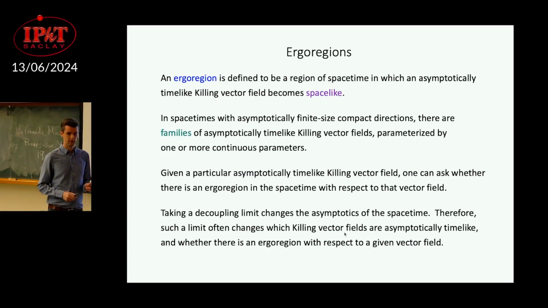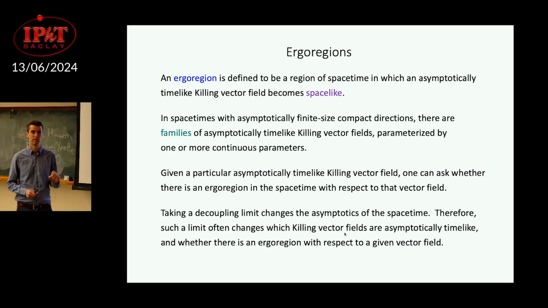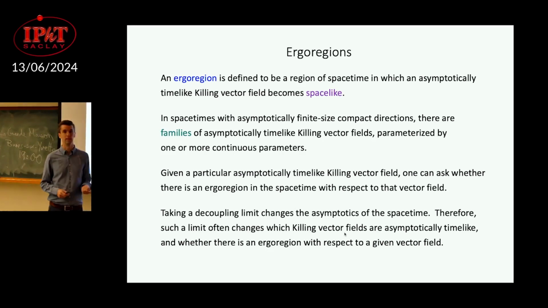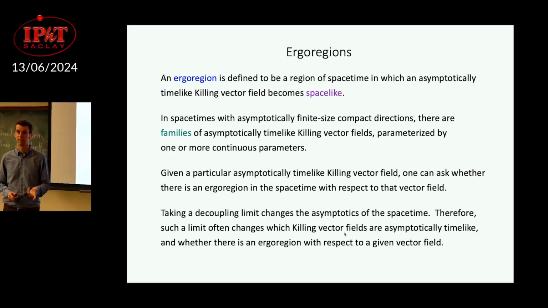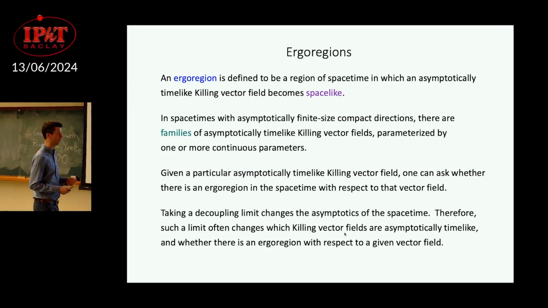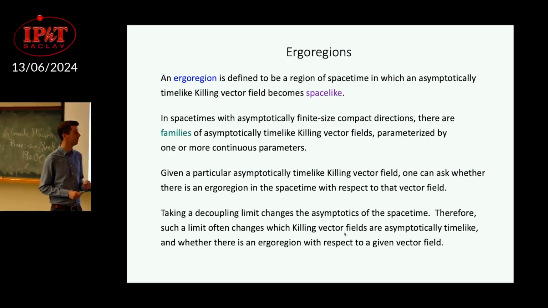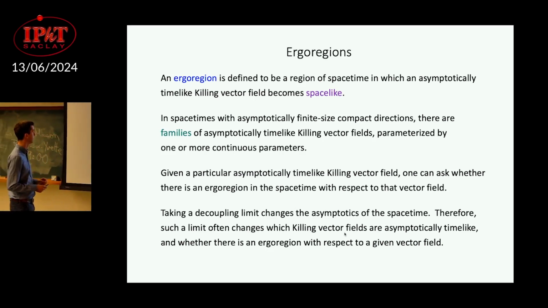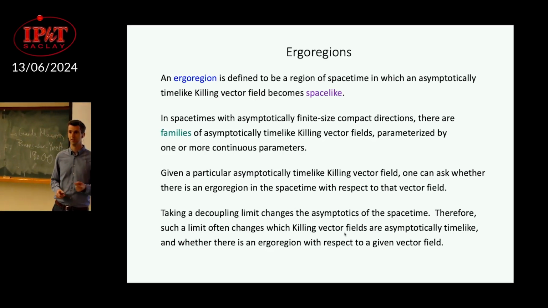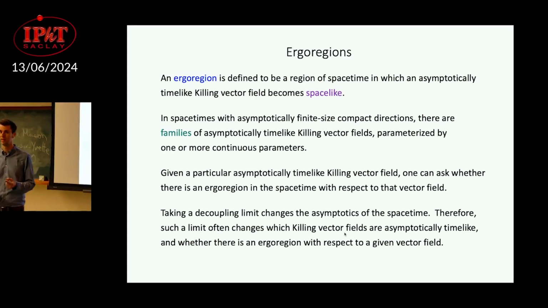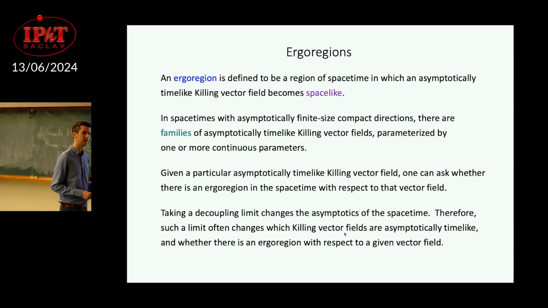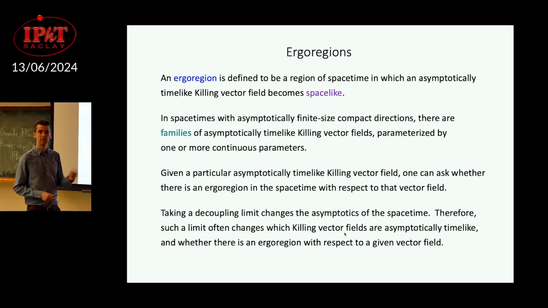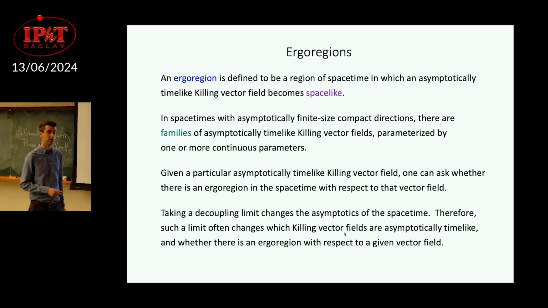Now, that's a simple definition, but if I have a space-time with an asymptotic Kaluza-Klein direction, so a finite-sized compact direction, that definition is not unique. If I have finite-sized compact directions at infinity, there are families of asymptotically time-like Killing vectors, parameterized by one or more continuous parameters, one for each Kaluza-Klein direction. And so I have to first tell you which asymptotically time-like Killing vector field I'm interested in. With respect to that vector field, we can ask whether or not there is an ergo region in the space-time.